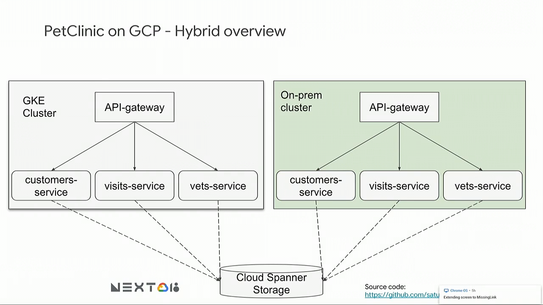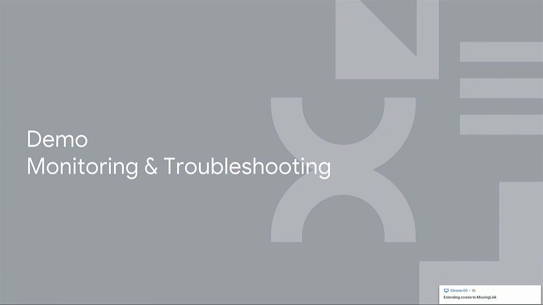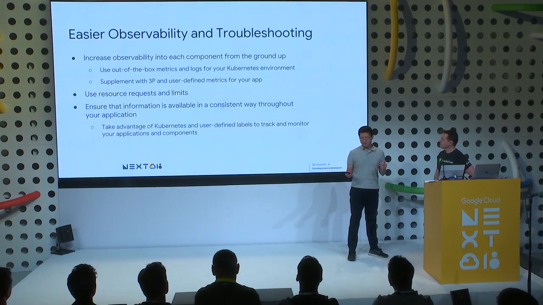As you can see, there's an API gateway, which is routing all your traffic into different backends. There's a customer service, which gives you the details of owners, a visit service, which tells you about your visits to the pet clinic, and a doctor service. All of these connect to a remote Cloud Spanner storage with all of your data. So this is the setup. Okay, so I'm heading back to JD, but we will run a demo for this proactive monitoring.